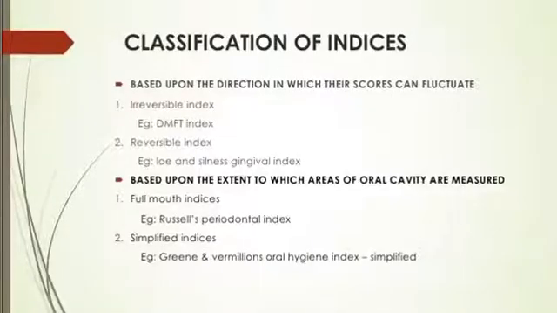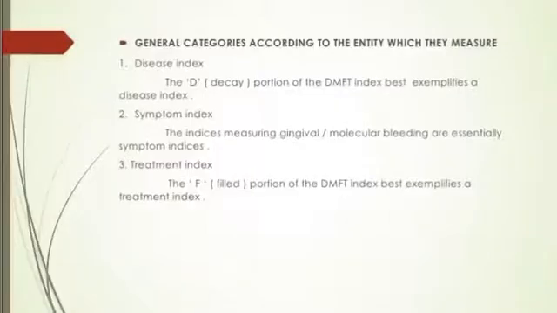Next, based upon the extent to which areas of oral cavity are measured. There are two types: full mouth index and simplified index. Example for full mouth index is Russell periodontal index. Example for simplified index is Greene and Vermillion oral hygiene index.